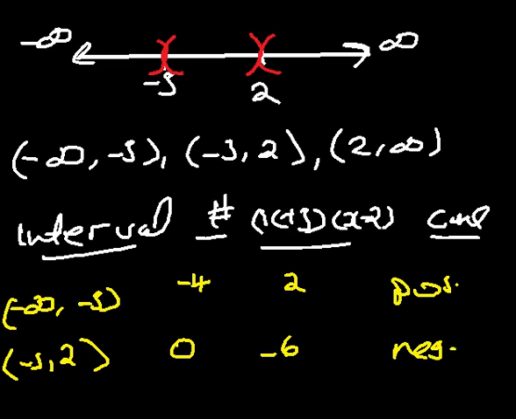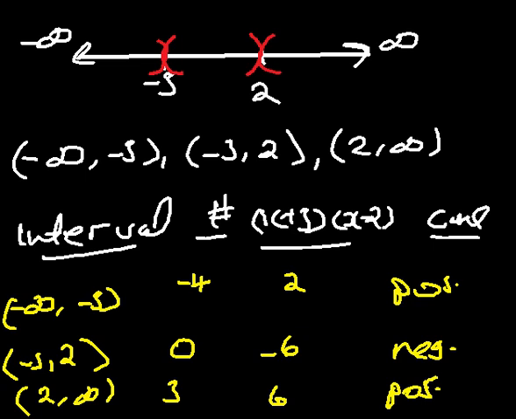Then we'll have the final interval, which is given as 2, positive infinity. Let's think of having 3 as the testing value. So now we'll have here a positive 6, and here we'll have a positive 1. So which means we'll have a positive 6. Since the number is positive, the conclusion is given as the positive.